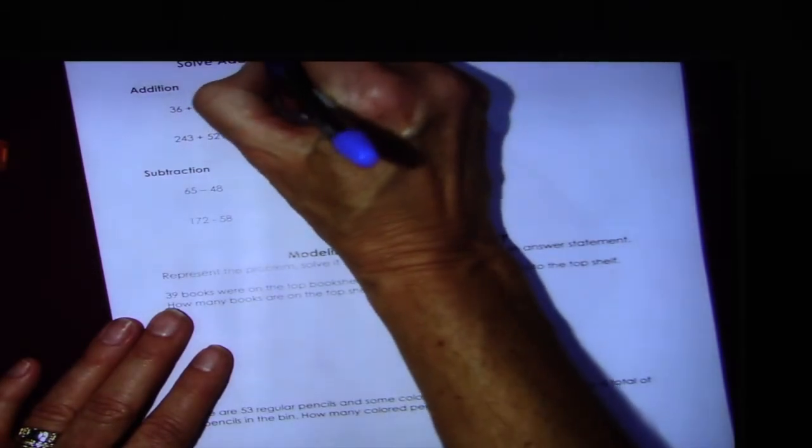345. Could you move your paper a little bit? Yes, thank you. This is a new screen, and I'm just not used to it.